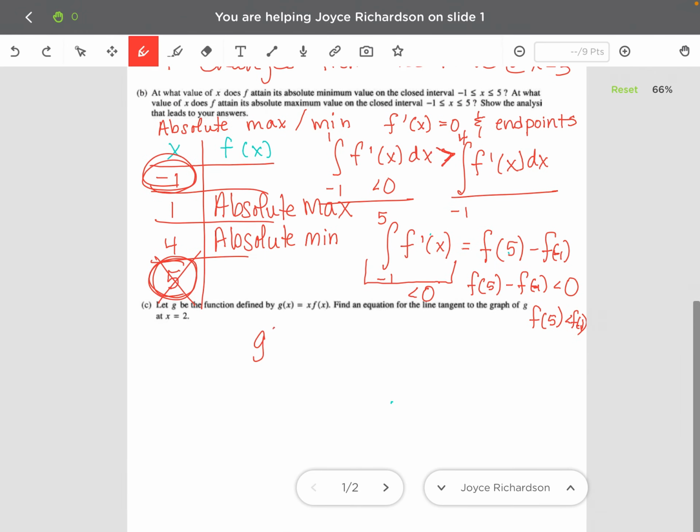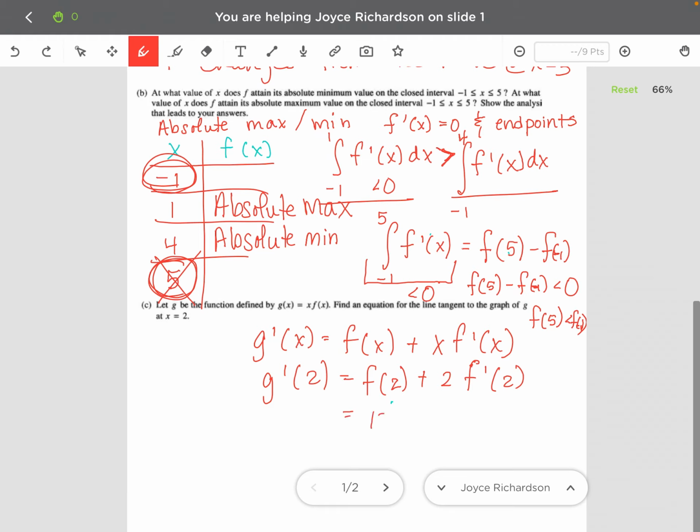Okay, this guy, g prime of x, I'm hoping you use the product rule, so f of x plus x times f prime of x, right? You got that, and if you do g prime of 2, you're going to get f of 2 plus 2 times f prime of 2. And if you do that, I believe you get a value of 4.